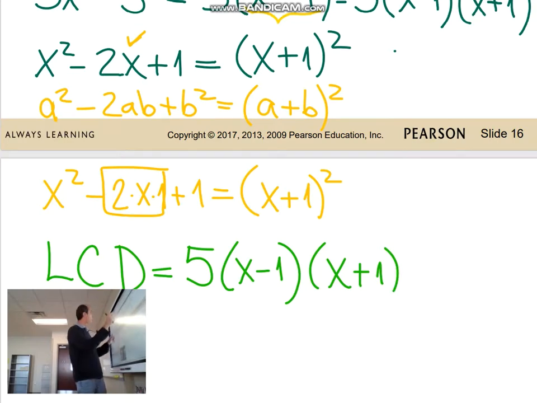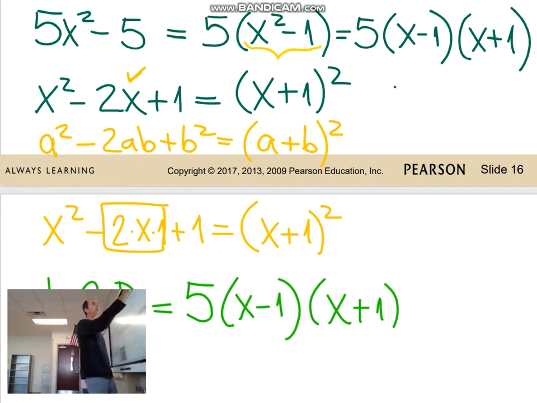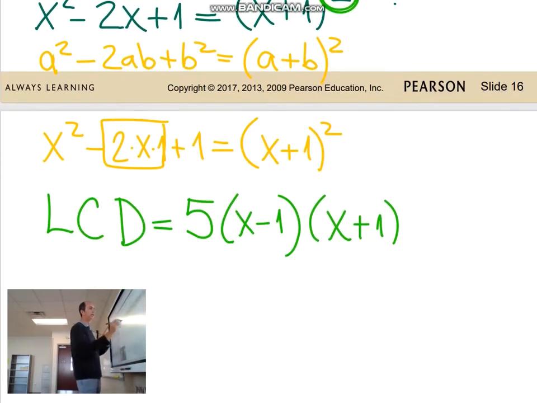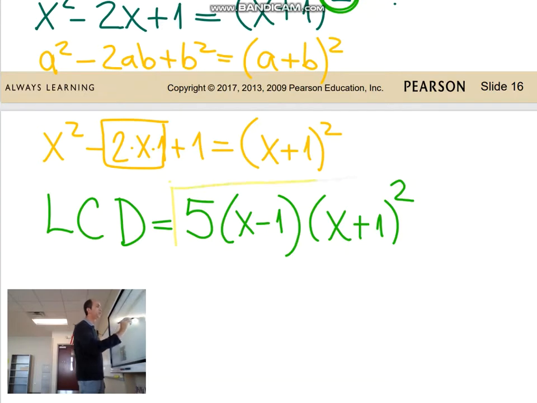5 shows up only once, and the exponent is 1. X plus 1 shows up only once, and the exponent is only 1. And we have x minus 1, one with exponent 2, another with exponent 1, and we will select the highest exponent. The highest exponent is the square, and this is the answer, this is how we find the least common denominator in this example here. Okay.